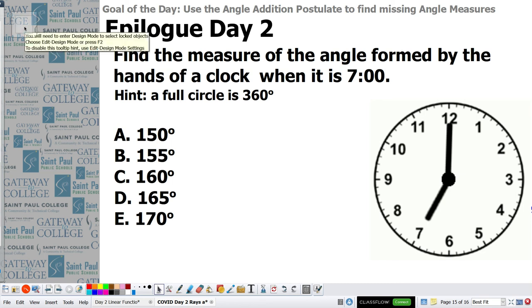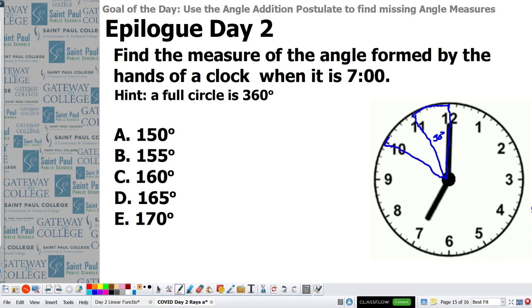And it's broken into 12 pieces, right? So like here's one piece, if you think about it like that. And there's 12 of those all the way around the clock, right? 1, 2, 3, 4, 5, 6, 7, 8, 9, 10, 11, 12. So I can figure out what this is by taking 360 and dividing by 12. And if I do that, I get 30 degrees.